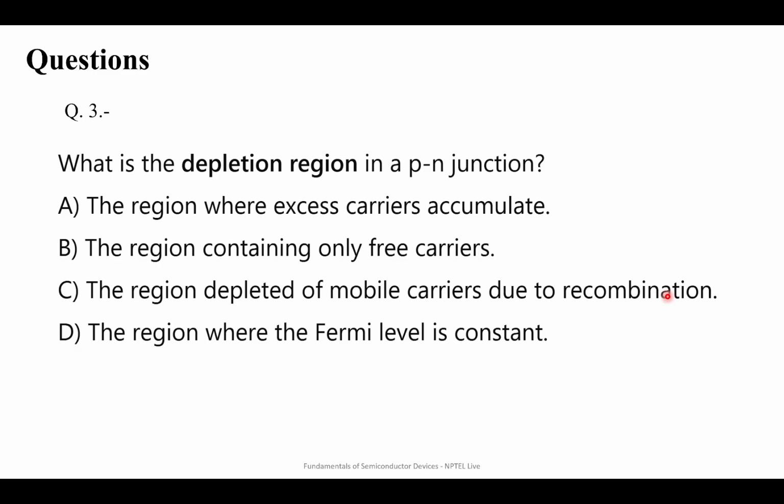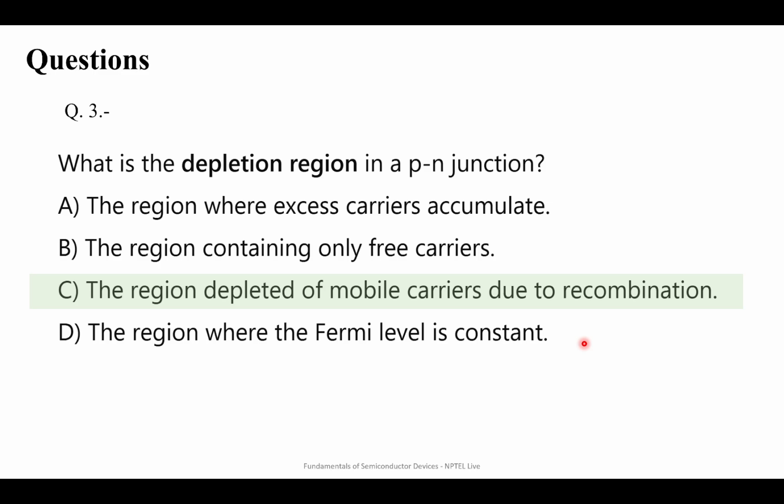So, next question: what is the depletion region in a PN junction? The region where excess carriers accumulate, the region containing only free carriers, the region depleted of mobile carriers due to recombination, the region where the Fermi level is constant. C would be the right answer.